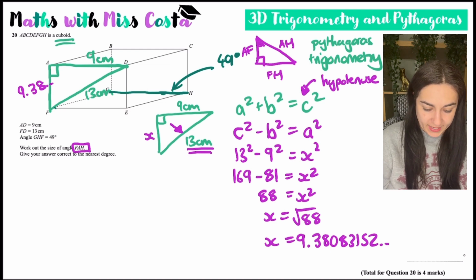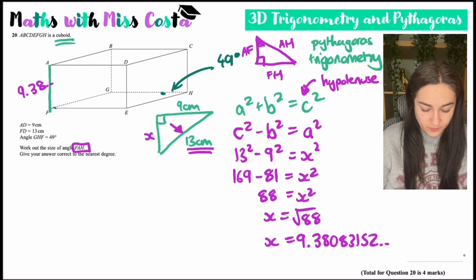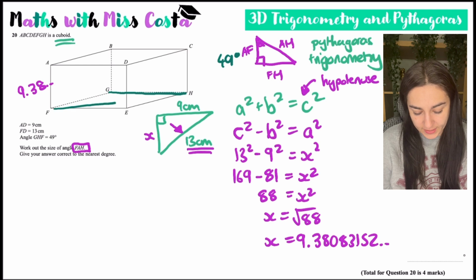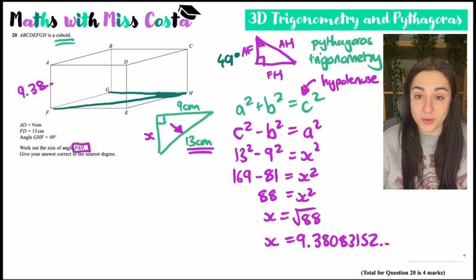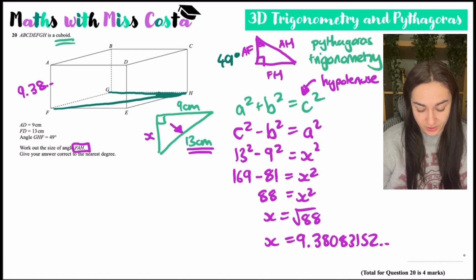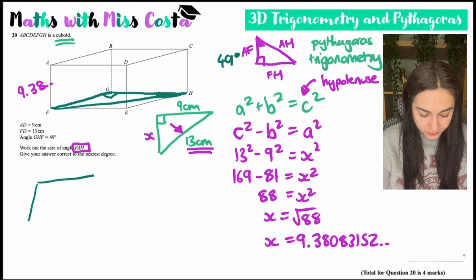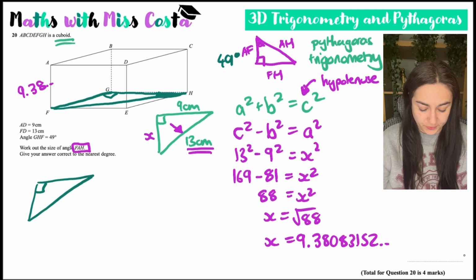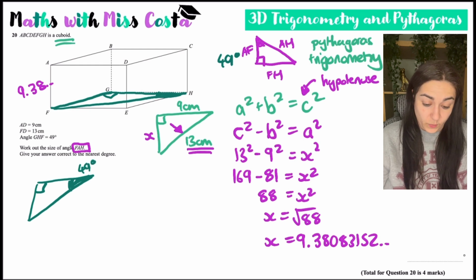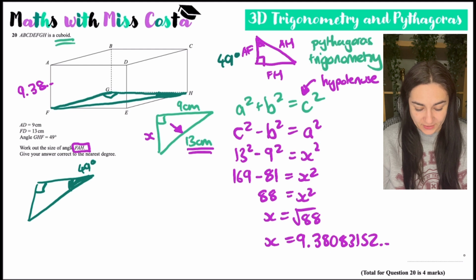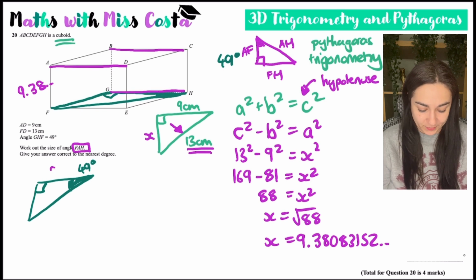Okay, what can I work out next? So I've figured out this length here. What other information was I given? Well, I was told that this angle here is 49 degrees. So I'm going to try and form a right angle triangle on the base of the cuboid. So like this, your right angle is here in the corner. So let's draw out what this triangle would look like. Here's your right angle. And you know that this angle here is 49 degrees. We're going to need to figure out one of the sides. So let's see what information you've been given. You know that AD is 9 centimetres. This is a cuboid. So this length here would also be 9 centimetres. And that therefore this length here would also be 9 centimetres.